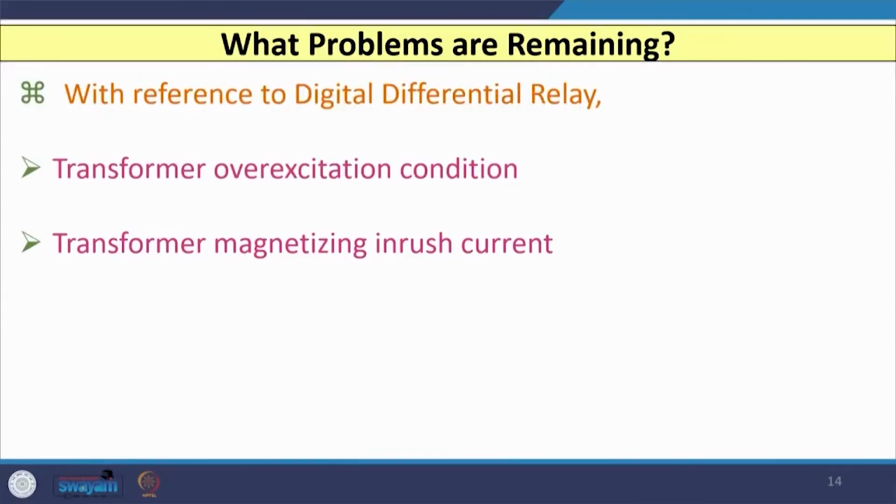Now, what problems are remaining, which we have not discussed with reference to digital or numerical relay, are the transformer over excitation condition, and second, the transformer magnetizing inrush current. So, this we will discuss in the next class.